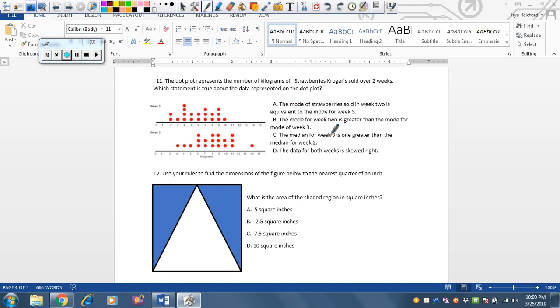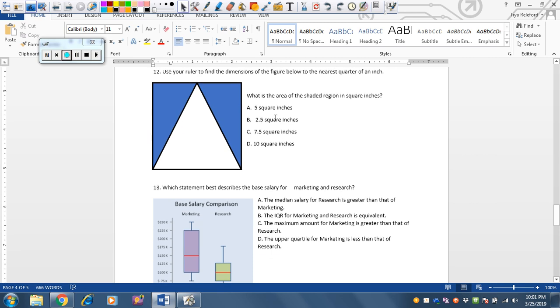The last one talks about data. Skewed is the tail. So this is where we draw our line, right? And we look for where the tail is. Sometimes it doesn't have a tail, and that's okay. But if it's skewed right, it will have a tail on the right.